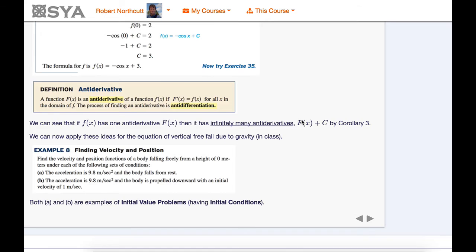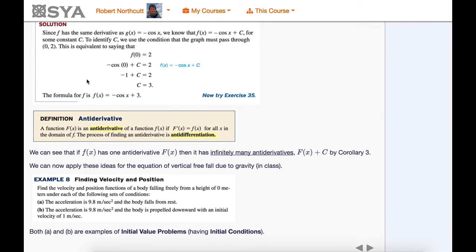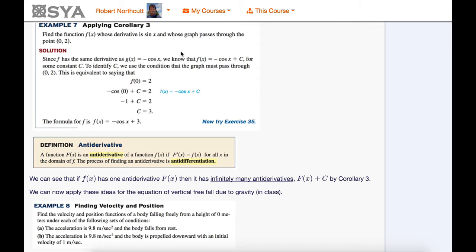Okay. So in that example, the function, and we're going to see this notation, this function big F of x is what we call the antiderivative. So in the previous example here, the big F of x was negative cosine of x. And so it is the function that when you take its derivative gives you little f of x, which in our case was negative cosine of x plus c. Okay. This process is anti-differentiation.